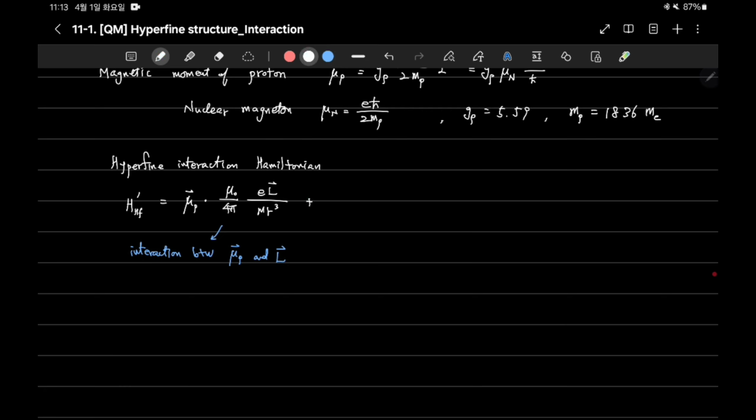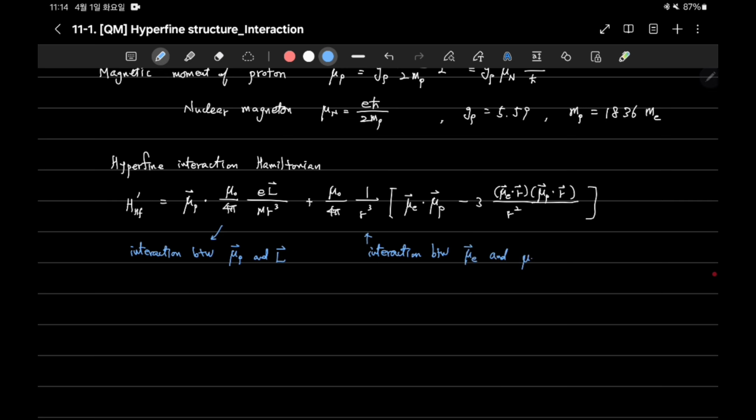The second term is the dipole-dipole interaction. You can write down mu 0 over 4 pi and 1 over r cubed. The first part is the interaction between the electron magnetic moment and the proton magnetic moment. We should also exclude the self interaction, which is mu e dot r and mu p dot r. This is the interaction between mu e and mu p at r equal to not 0.